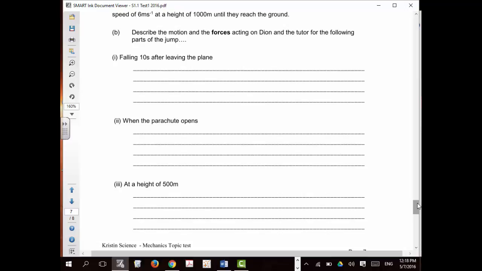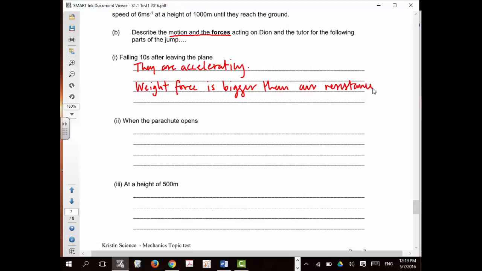So they are accelerating. So we wanted the motion and the forces. So to be brief, we can say that they are accelerating. The weight or gravity force, weight force, is bigger than air resistance force. Forces are unbalanced.